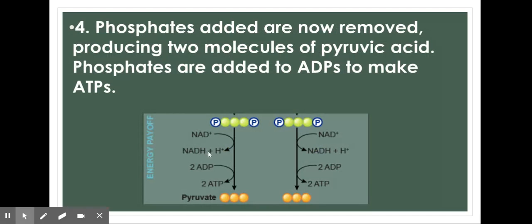After we've done that, then those ADP molecules are going to come back, and they're going to use the phosphates and turn back into ATP. So if on each side we produce 2 ATPs, we've just made 4 ATP molecules, or 4 molecules of energy. And once we've taken the phosphates off, we have 3 molecule pyruvate.